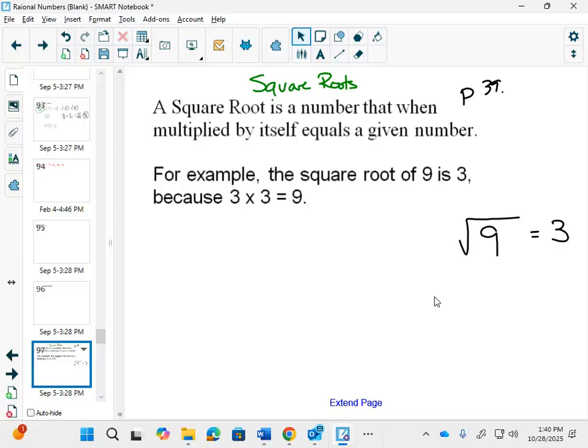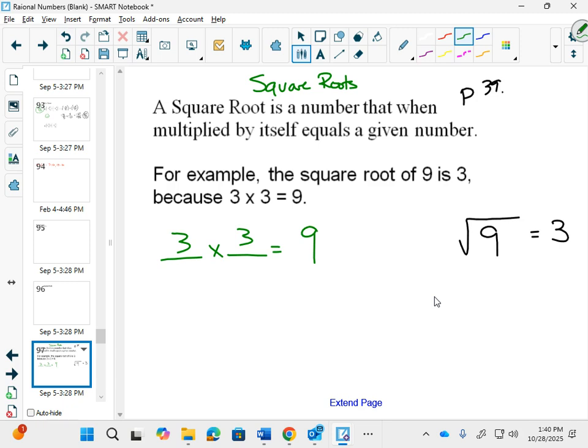How do you figure out a square root? When you're looking for a square root, you are actually thinking this: what number goes in the space? Whatever goes in the first space has to go in the second space. 3, because 3 times 3 equals 9. Perfect.